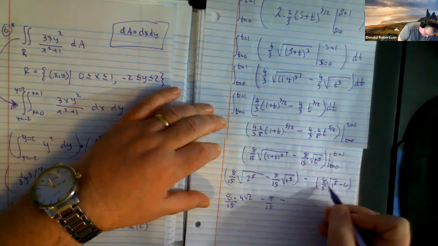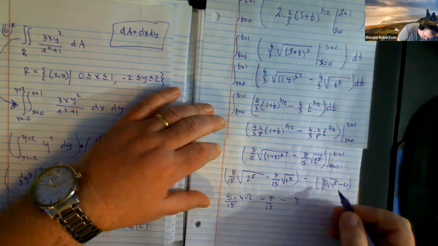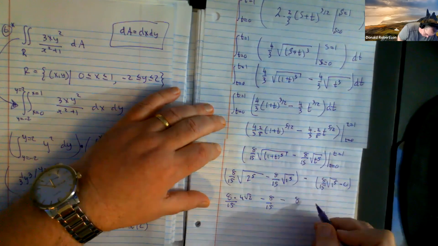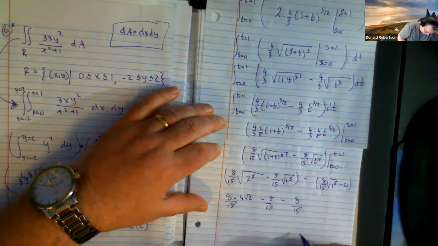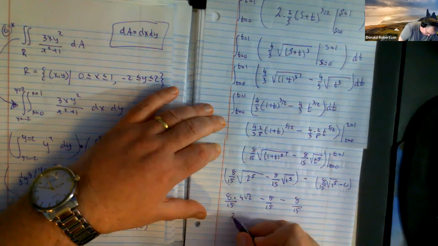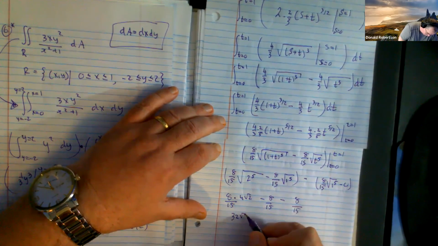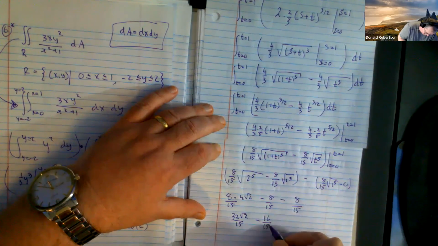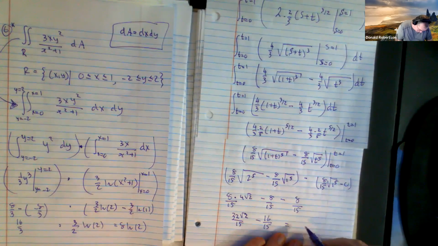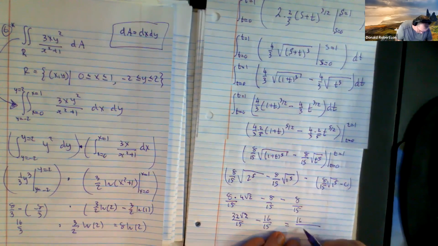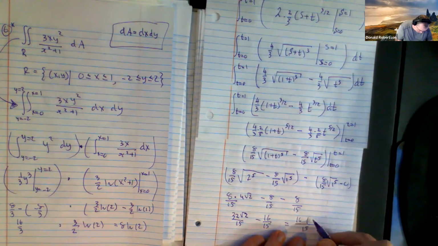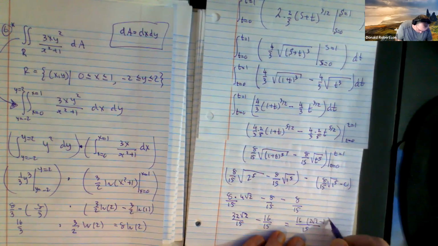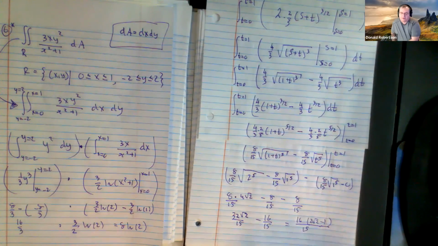Take away that guy, who is also 8/15. That guy gets me 32√2 over 15. Take away 16 over that guy. If I was trying to make this pretty, I'd probably pull out 16 on the top, and that would leave me with 2√2 take away 1 over 15.